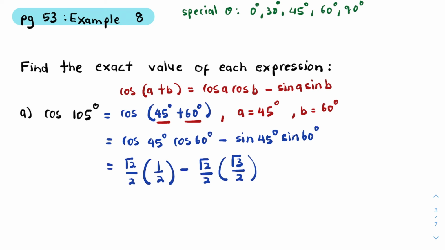Now don't leave your answer as such. Simplify. This will be root 2 over 2 multiplied by 2 becomes 4, minus root 2 multiplied by root 3 gives you root 6, over 2 multiplied by 2 you have 4. Then you can leave your answer in a simpler, nicer form. You have root 2 minus root 6 over 4. So that is going to be your final answer.